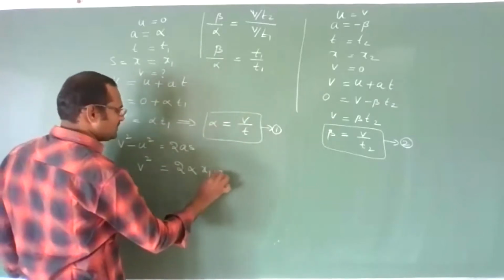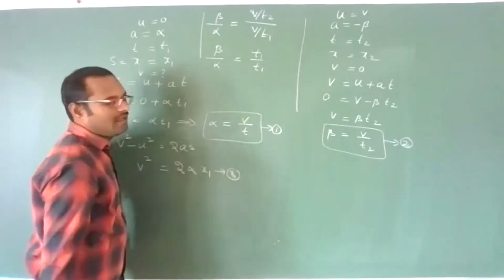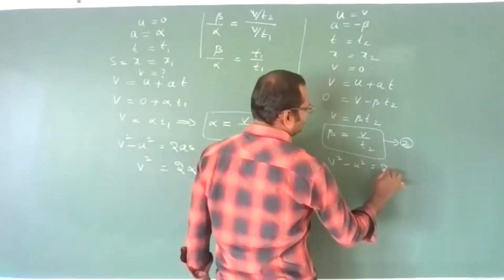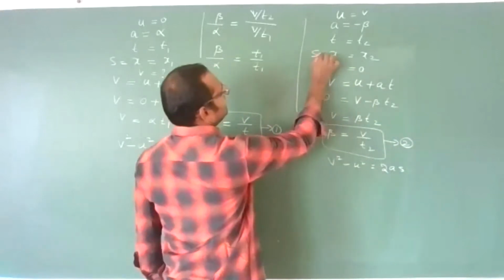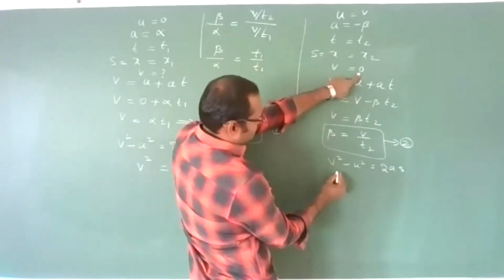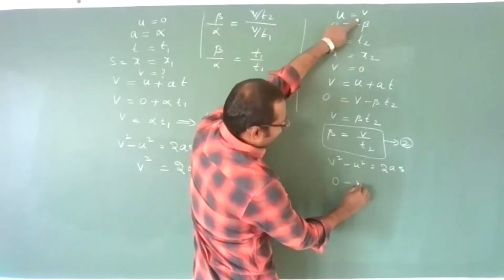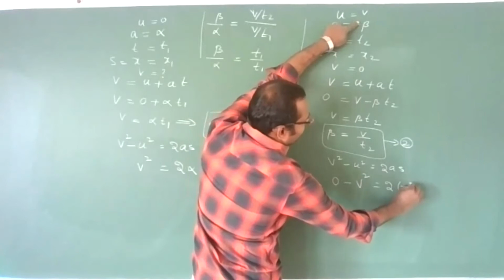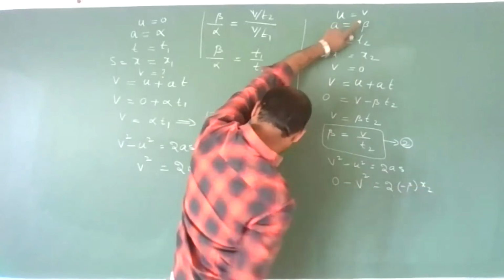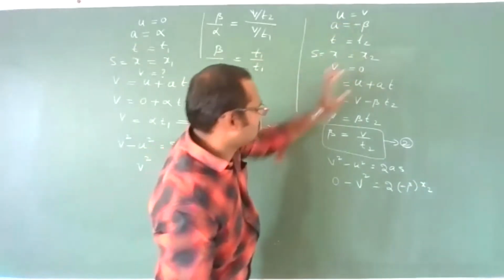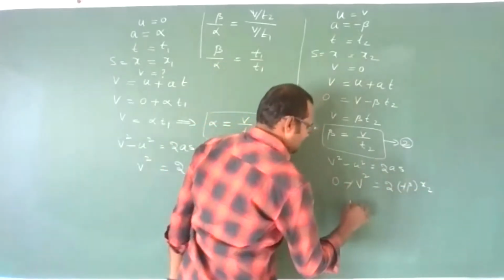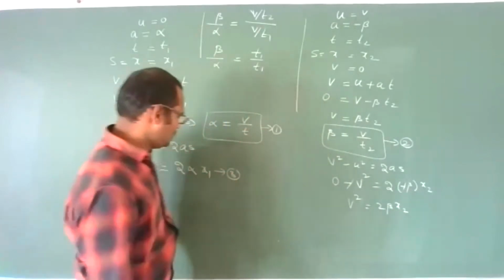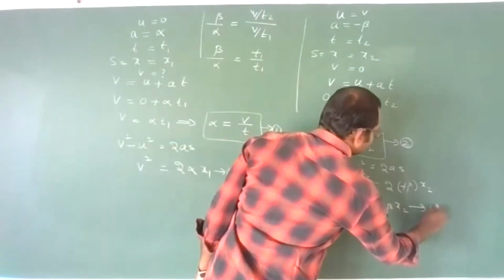This is equation number 3. Now here also apply the same equation, v square minus u square is equal to 2as. The final velocity is 0, minus the initial velocity v square, is equal to 2 into the acceleration, which is minus beta, into x2, since s is x2. Minus minus cancels. We will get v square is equal to 2 beta x2. This is equation number 4.